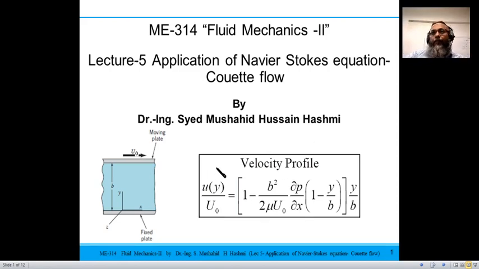Today we have lecture number 5, the second lecture of this week, and we will continue the application of Navier's equation. We will solve a problem, we call it a Couette flow problem, in which one of the plates would be fixed and the other plate would be a moving plate. In the previous problem we have done both plates fixed.